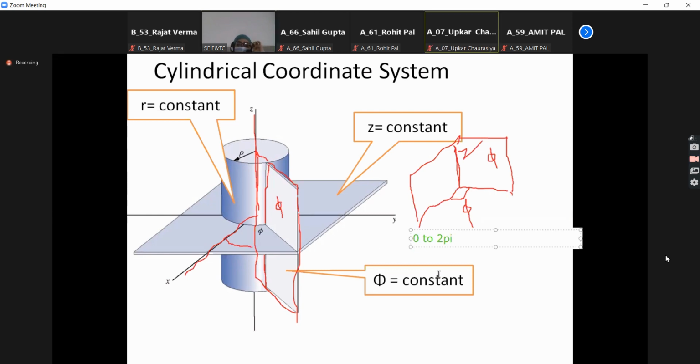So the intersection of these three planes is going to be a point in the cylindrical coordinates.